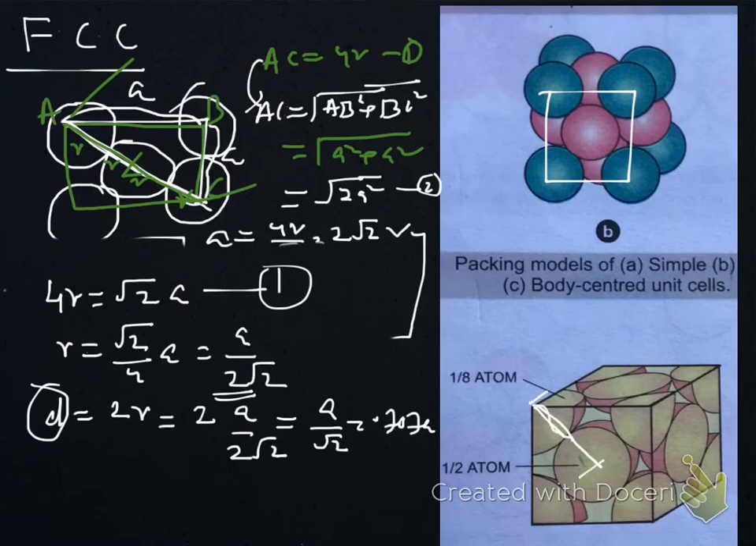This is radius, this is nearest neighbor distance. It is the double of radius. From the figure itself it is very clear. So nearest neighbor distance is double of radius. What is radius? Radius is here. So 2 into a by 2 root 2, 2 and 2 cancel, and a by root 2, that is 0.707 into edge length. That is the relation between nearest neighbor distance and edge length for FCC.